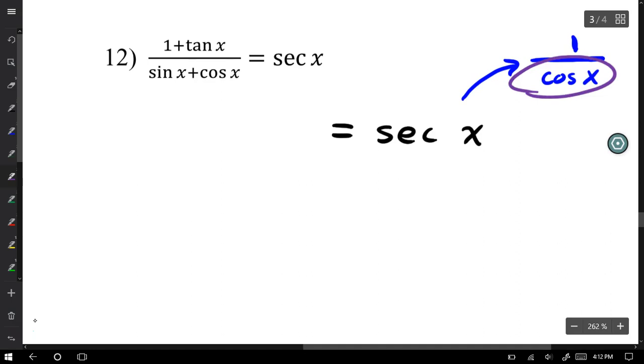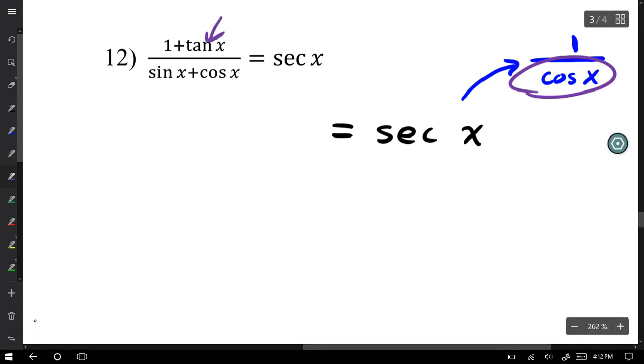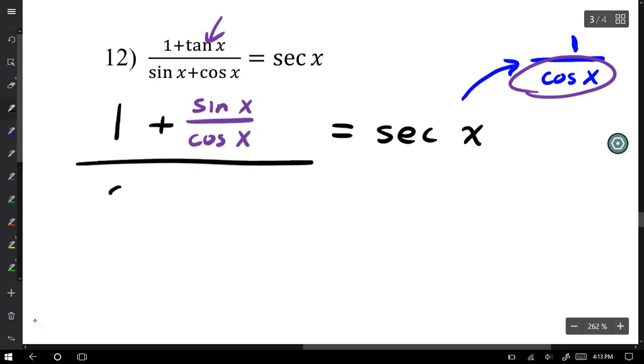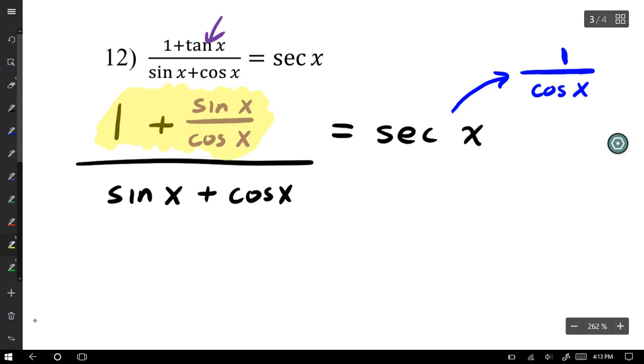I'm tempted to switch into sines and cosines because I want a cosine. And there's a tangent here. I don't want that. And so what I'm going to do is write this as 1 plus, and I'll change tangent into sine of x over cosine of x. And the bottom, I'm just going to keep alone because it's already sines and cosines. So I'm tempted to go to sines and cosines, and so far I'm happy with it because it hasn't made it look too bad. And you may think it has because there's a number plus a fraction. So you create another fraction inside the fraction, so it looks more complicated.